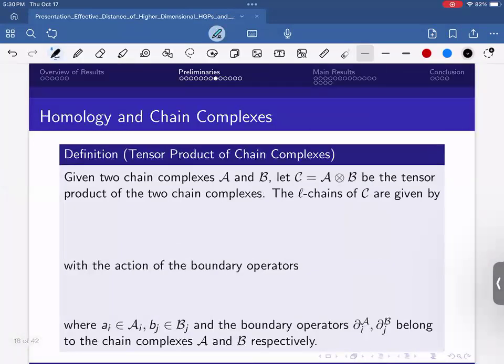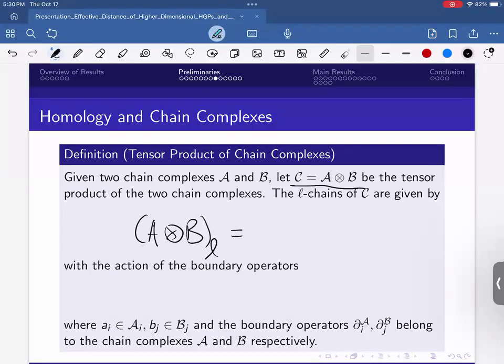And then, all right, here comes the important part, because the tensor product of chain complexes gives us our hypergraph product codes, and also higher dimensional hypergraph product codes. So this is something that we need to understand reasonably well. Given two chain complexes, two sequences of vector spaces, we can take the tensor product of those two chain complexes, and then the L chains, or J chains or N chains, whatever you want to call it, are given by this.